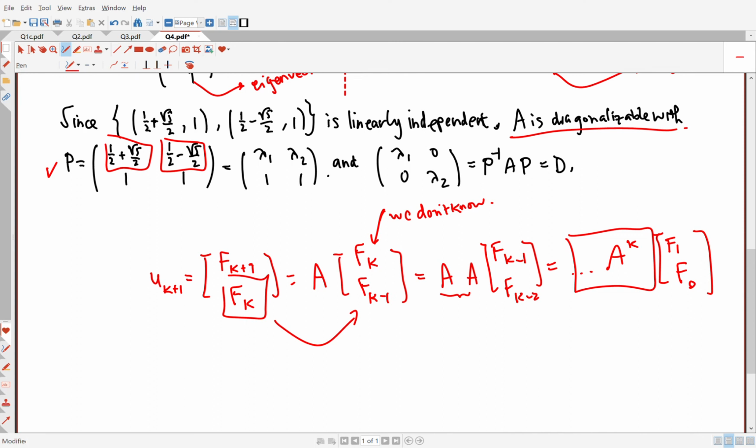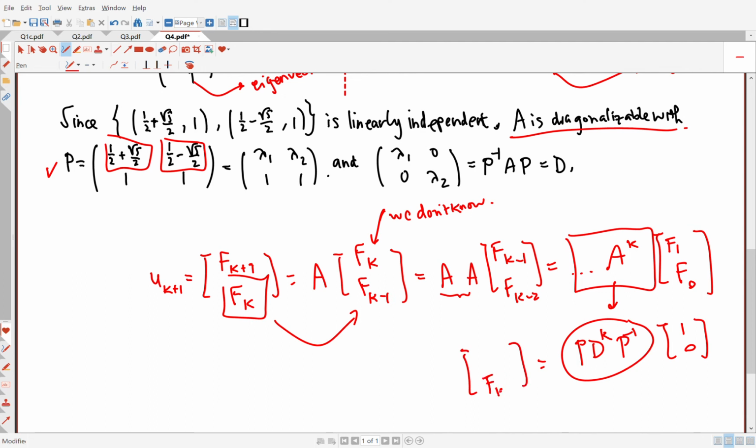right? And since A is diagonalizable, we can write this A to the power of k in terms of P D to the power of k, P inverse. Okay, and multiply this with (1, 0), and I hope that I will get this f_k term because of this. Okay, this is the thought process. Hope it works.